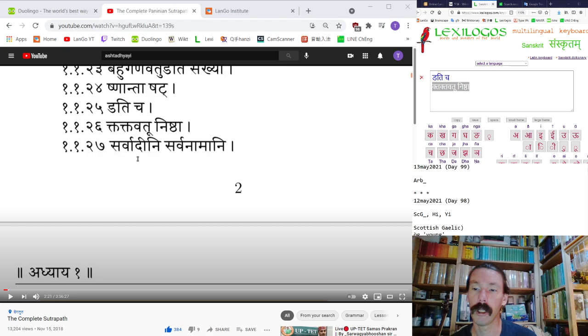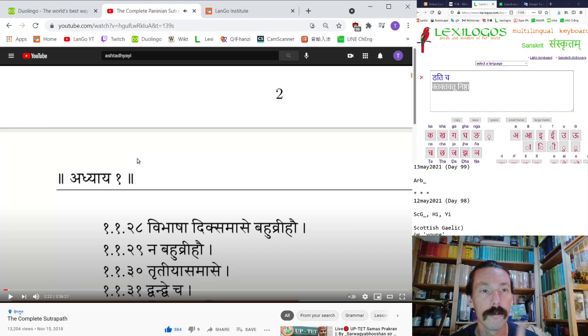This ay, remember, is equivalent to a. It's just an allophone of e. Okay, it doesn't like that. The sequence ay comes before a vowel. It's the same thing as e before a consonant or before zero. They're always equivalent. Su au jas am auṭ śas ṭā bhyām bhis ṅe bhyām bhyas. Yeah. Ktaktavatū niṣṭhā. Okay, and let's hear them.